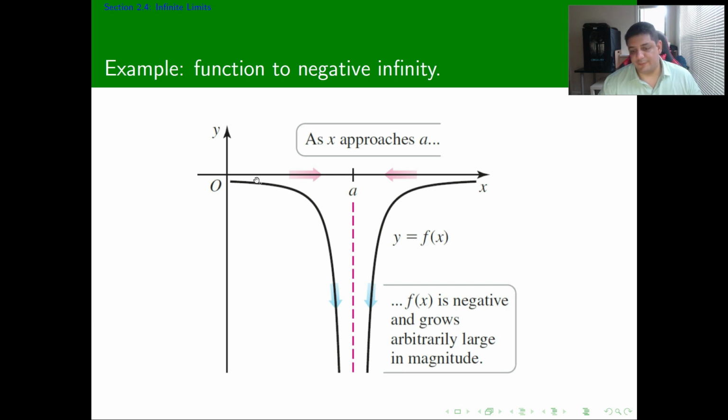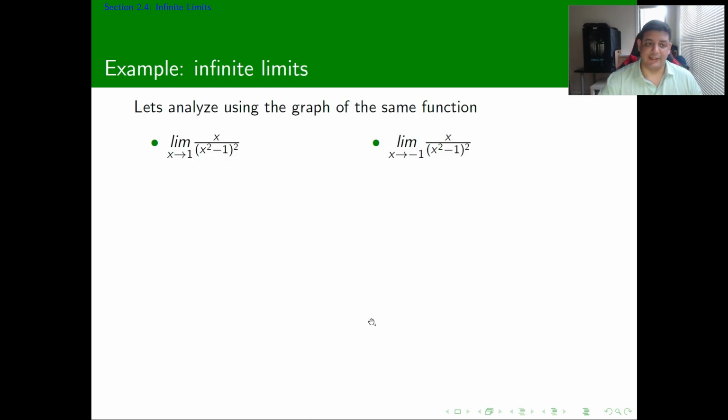Now, going to negative infinity is the opposite. It's growing arbitrarily large in magnitude, but negative, and so we're going to minus infinity. The graph is very helpful to show us when that happens. At least it's very clear from the graph. When we have the functions, then we have to use an analytic method to let that happen.